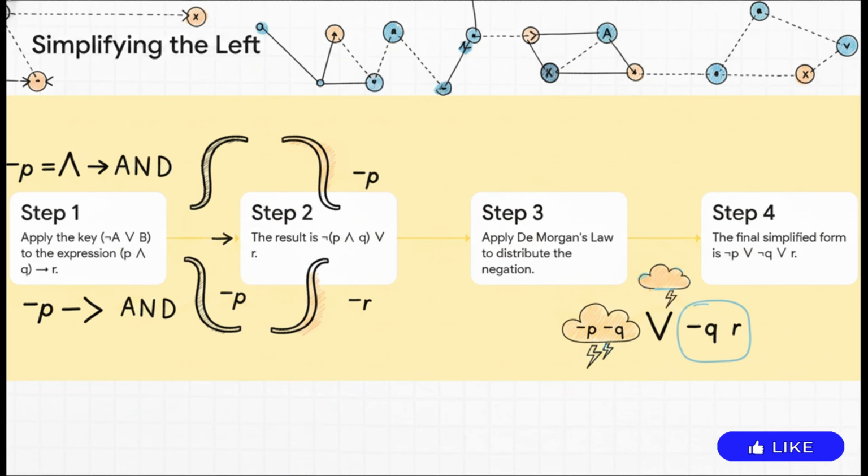Now, what does it mean to say not (P and Q)? Well, think about it. If I say it's not both rainy and cold outside, what am I really saying? I'm saying either it's not rainy or it's not cold, right? It's the same logic. So not (P and Q) becomes not P or not Q. And our final simplified version is just not P or not Q or R.